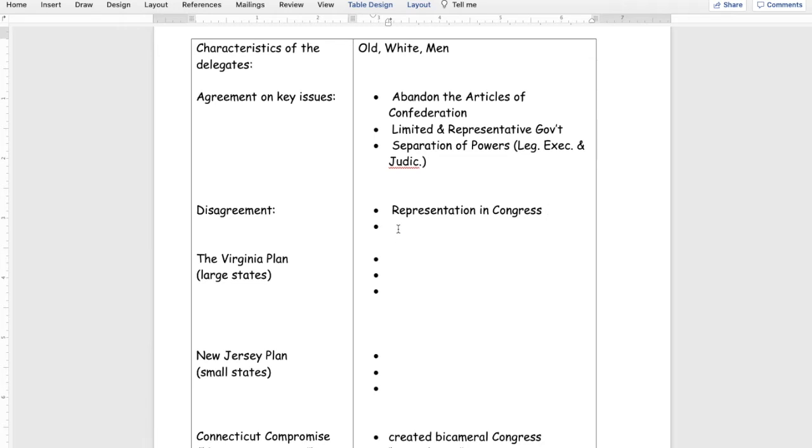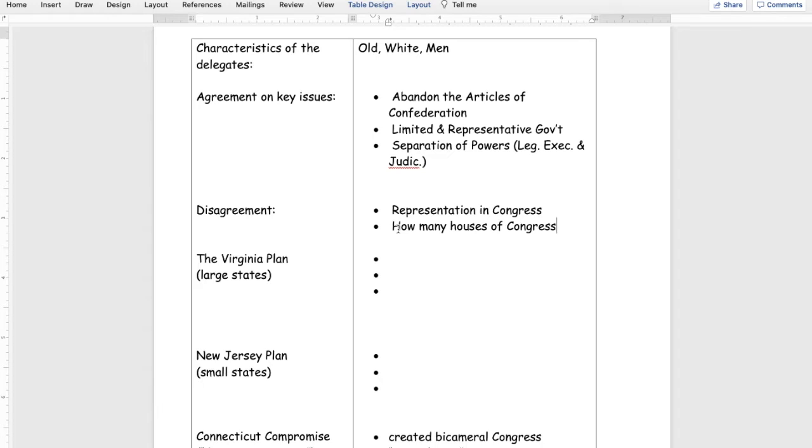A second thing they wanted to discuss, because they disagreed on it, was how many houses of Congress there should be. If you recall, in the Articles of Confederation, there was only one house. It was unicameral. A house is basically a group of people who make the laws. One side said that they wanted one house. Another side said they wanted 2 houses.